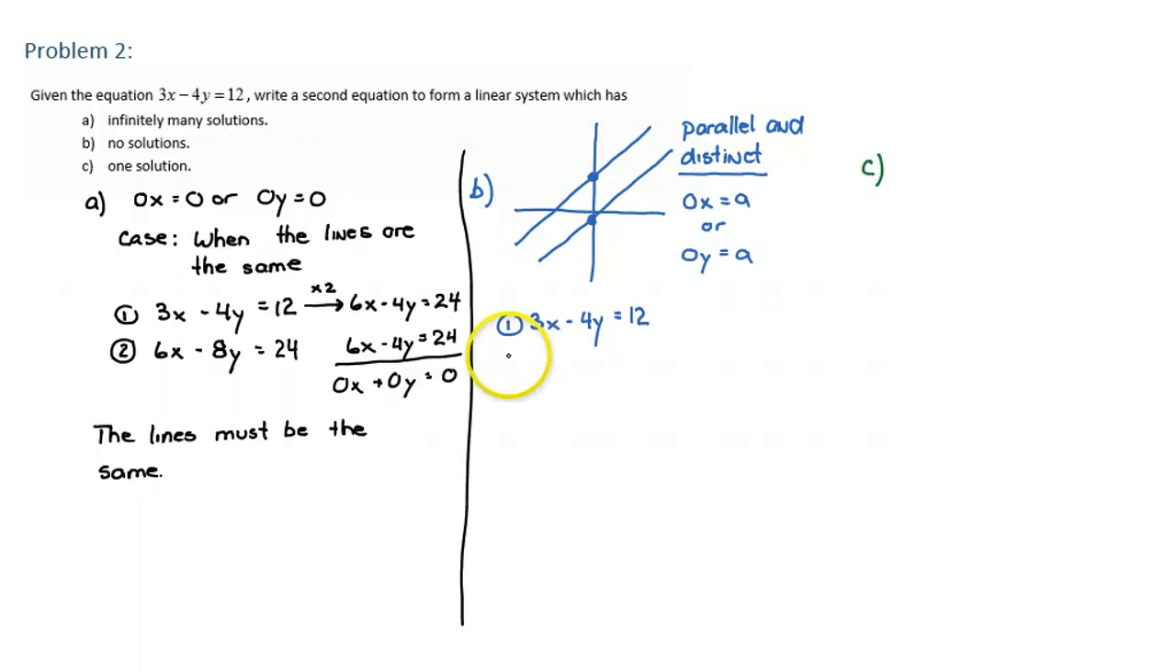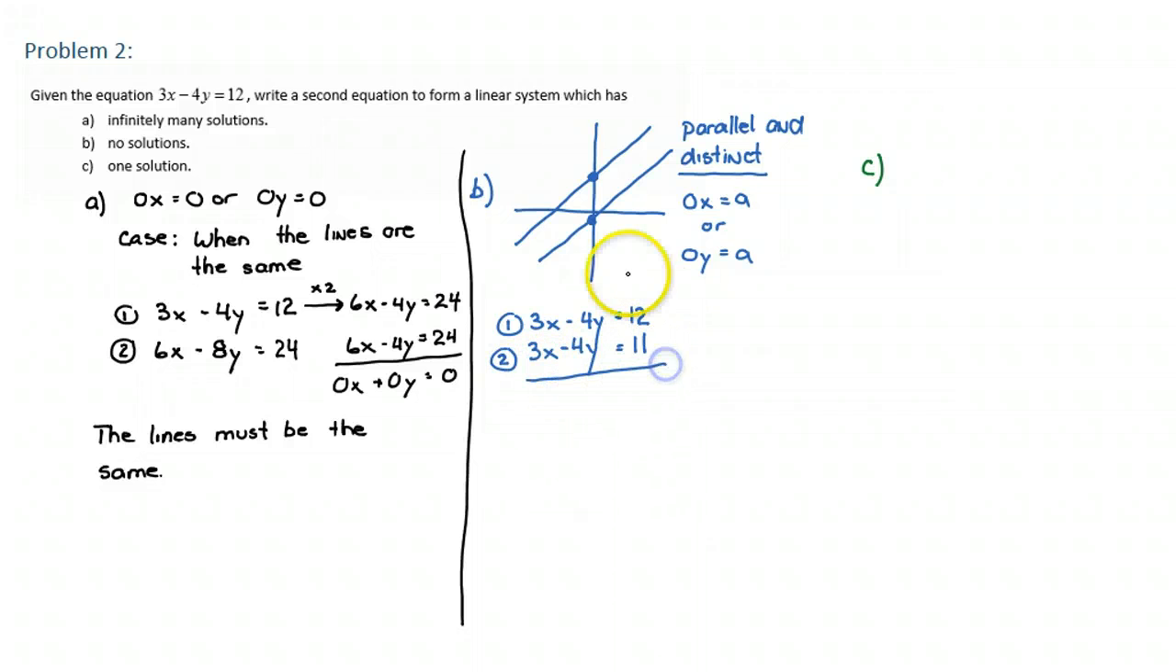And what I want to do is set up a situation where, when I add or subtract these two equations, I end up with a constant on one side, but 0x and 0y on the other side. So let's set the same coefficients for x and y. And over here, let's put a value that is different than 12. So let's put, I don't know, 13. Or let's put 11, in fact.